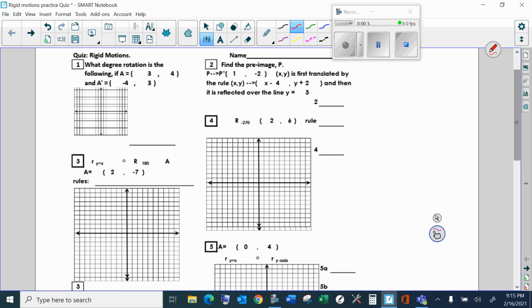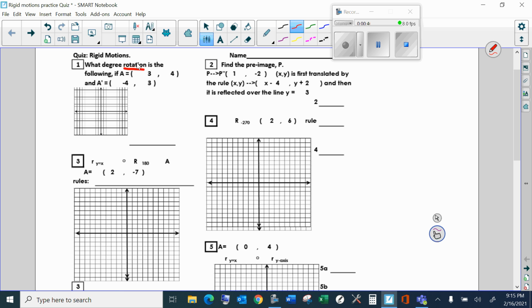All right, what degree of rotation is the following? So first off, tell me its rotation. Our rotations that we have, these are about the origin: 90, 180, 270. Those are your only three options. Or instead of 270, you can say 90 degrees clockwise and 90 degrees counterclockwise, if you want to say that, because that's how it's going to be stated on the DCAS.